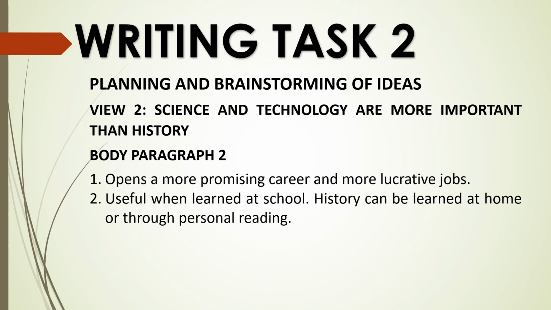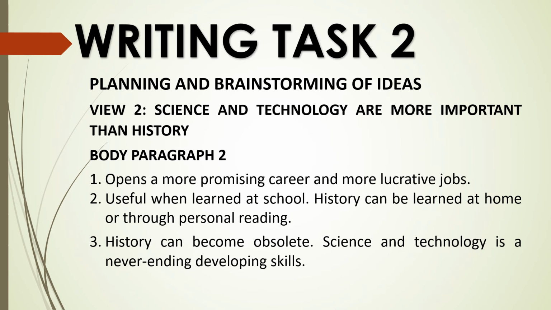Now the next reason here is science and technology is very useful when learned at school, because history can be learned at home or through personal reading. So when we want to learn history, for example, we can buy history books or go to a library and read some books about history. But science and technology could hardly be learned at home. Science and technology could hardly be learned through personal endeavor. So it is very useful for students to learn science and technology at school. So that's another reason that I have come up with.